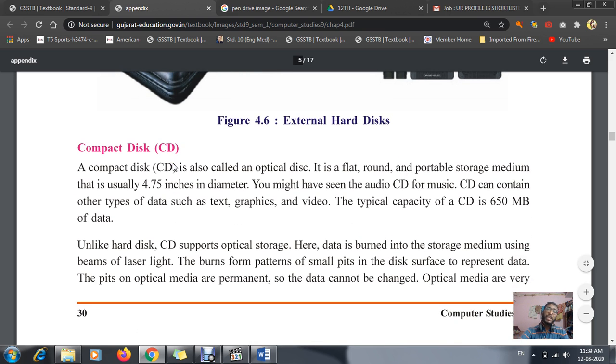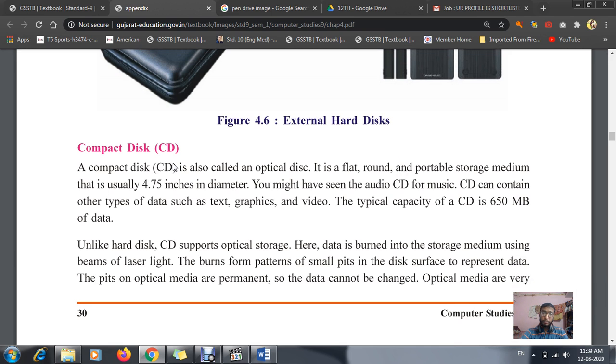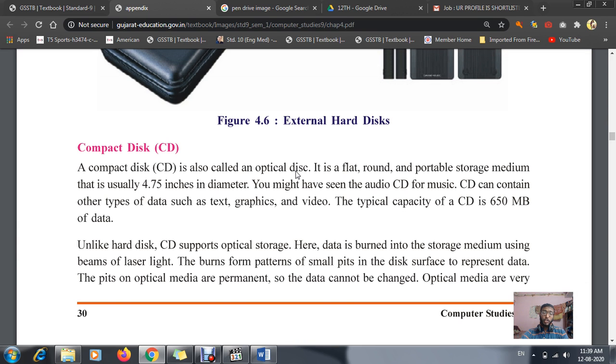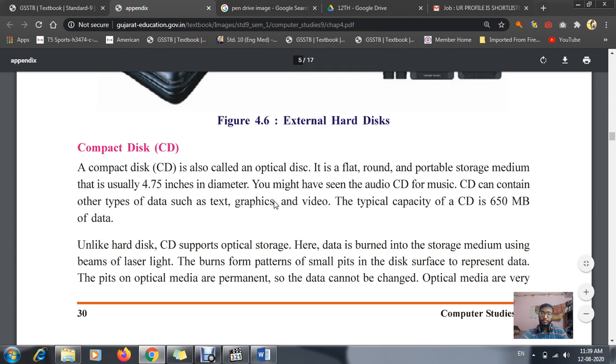The full form of CD is compact disc. Underline it. It is also known as optical disc. Underline. In MCQs, a question might come: CD is also known as dash, optical disc. It is a round, flat, portable storage medium. Underline. Capacity: the typical capacity of a CD is 650 MB. Underline this also.